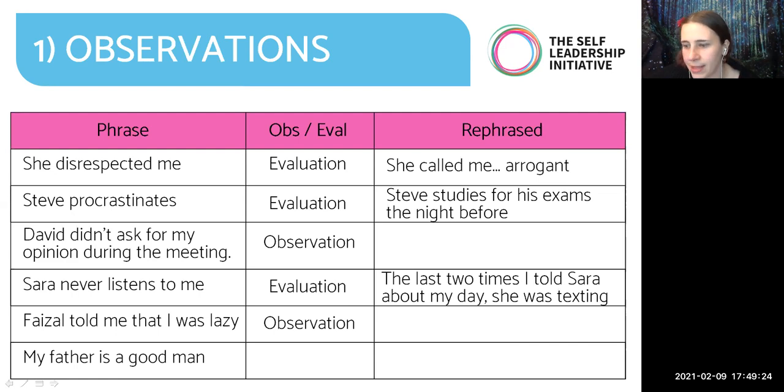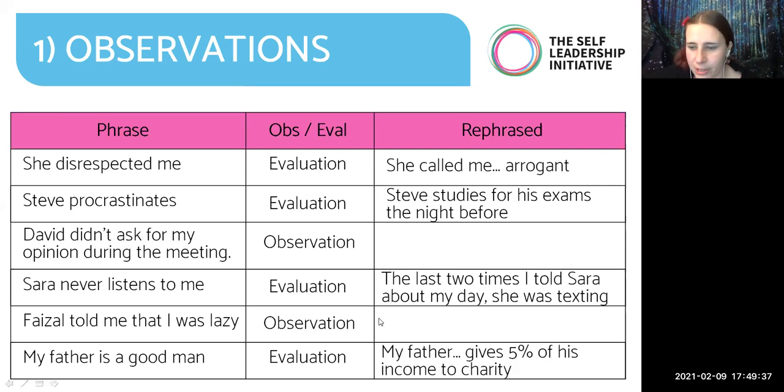And the last one, my father is a good man. We're all spot on there. That's an evaluation. That would mean different things to different people. And so if we wanted to make it an observation, we would have to say why we think he's a good man. Is it that he gives income to charity? Is it that he, you know, listens to my troubles? Is it a whole number of different things?